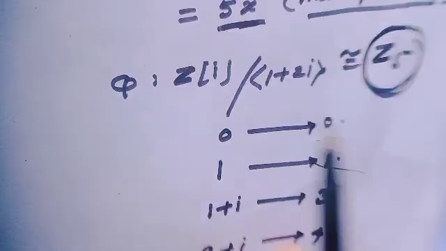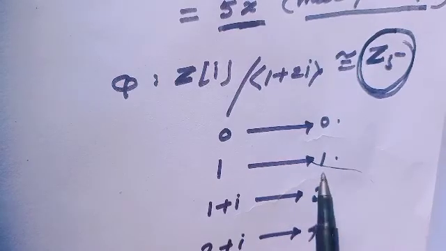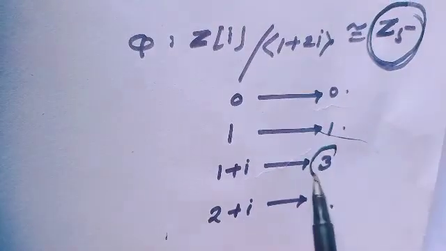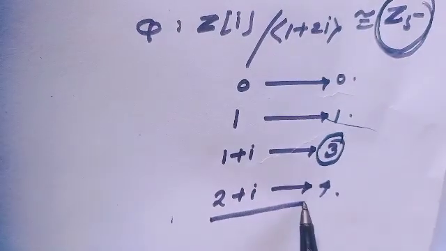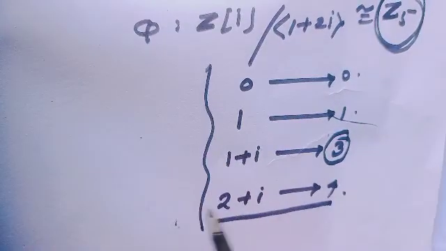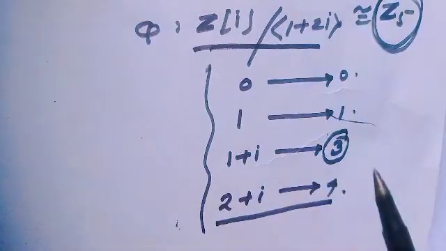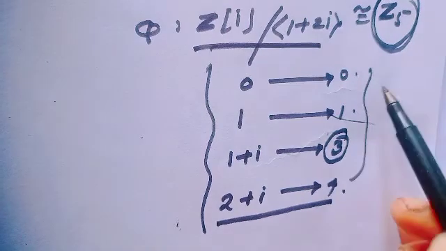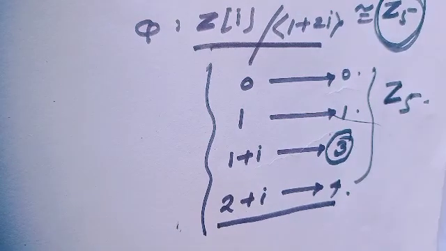Here 0 is equal to 0, 1 is equal to 1, 1 plus i is equal to 3 and 2 plus i equal to 4. These are distinct elements of this quotient ring, which is isomorphic to the group Z5. Okay?